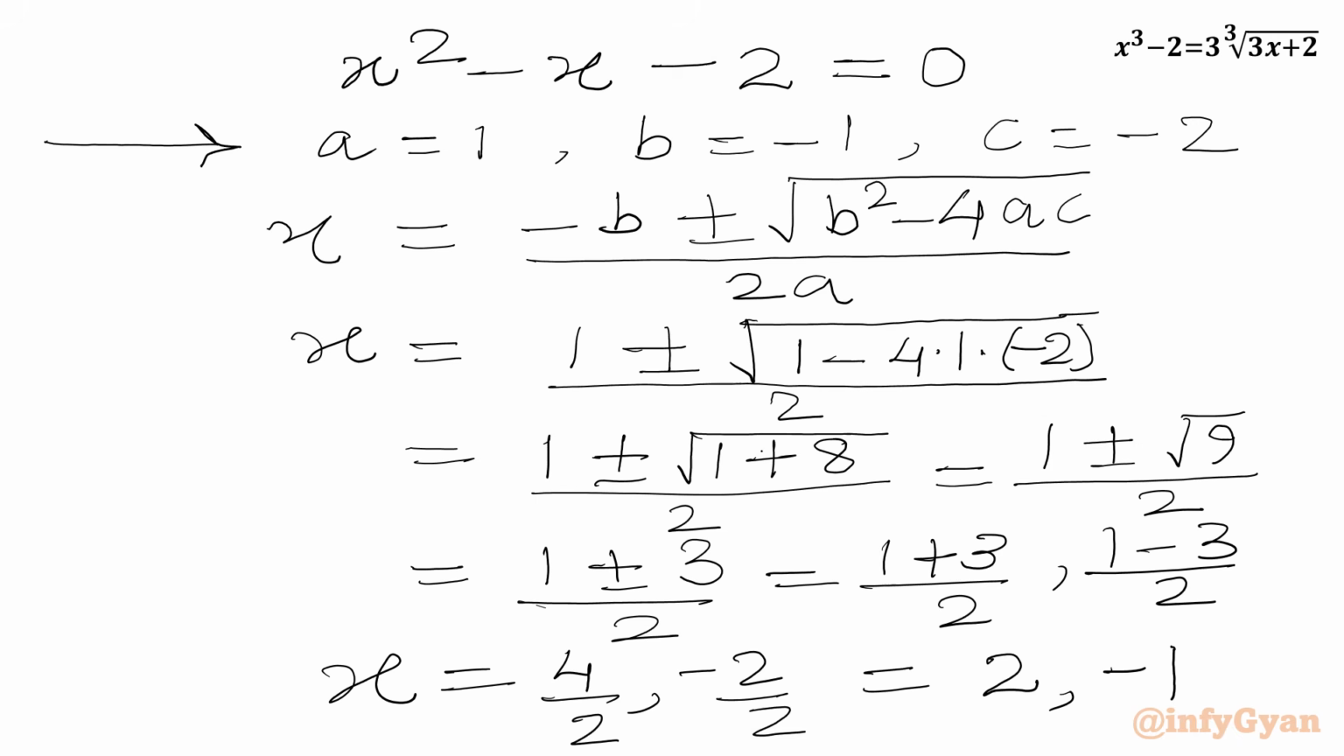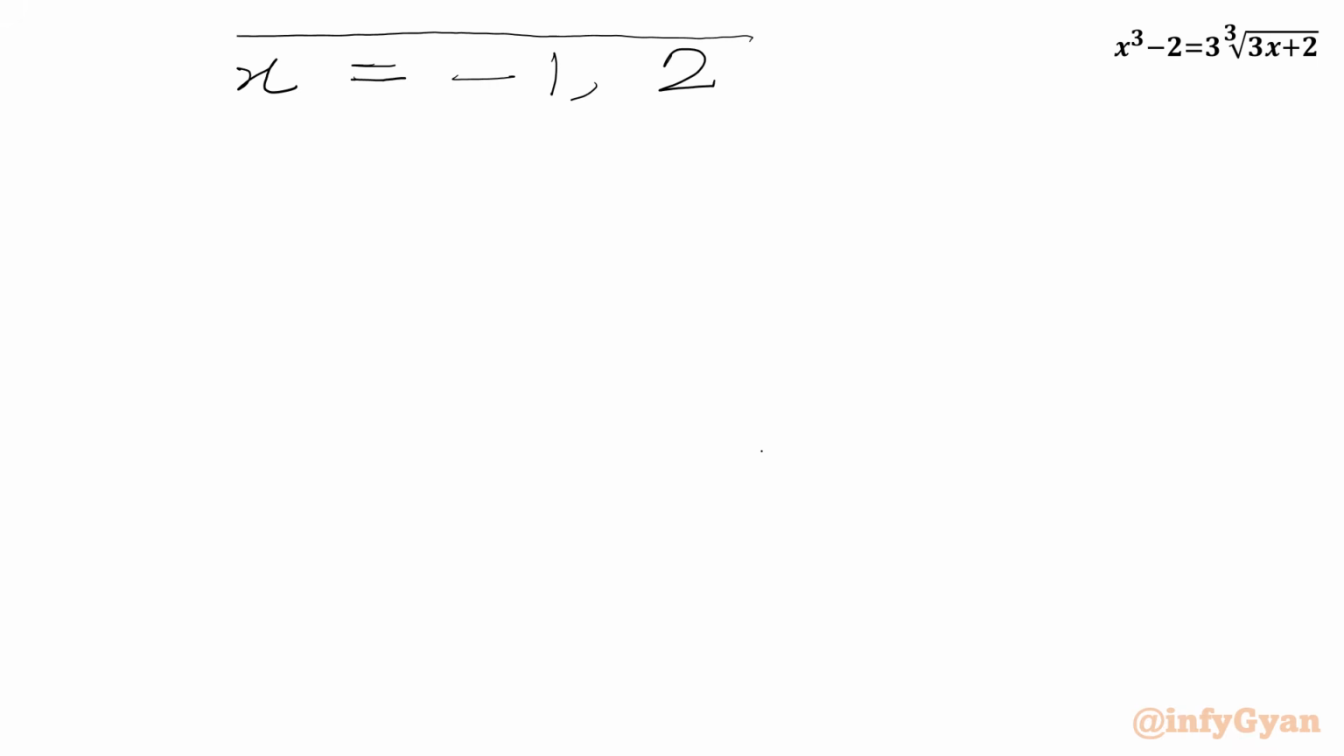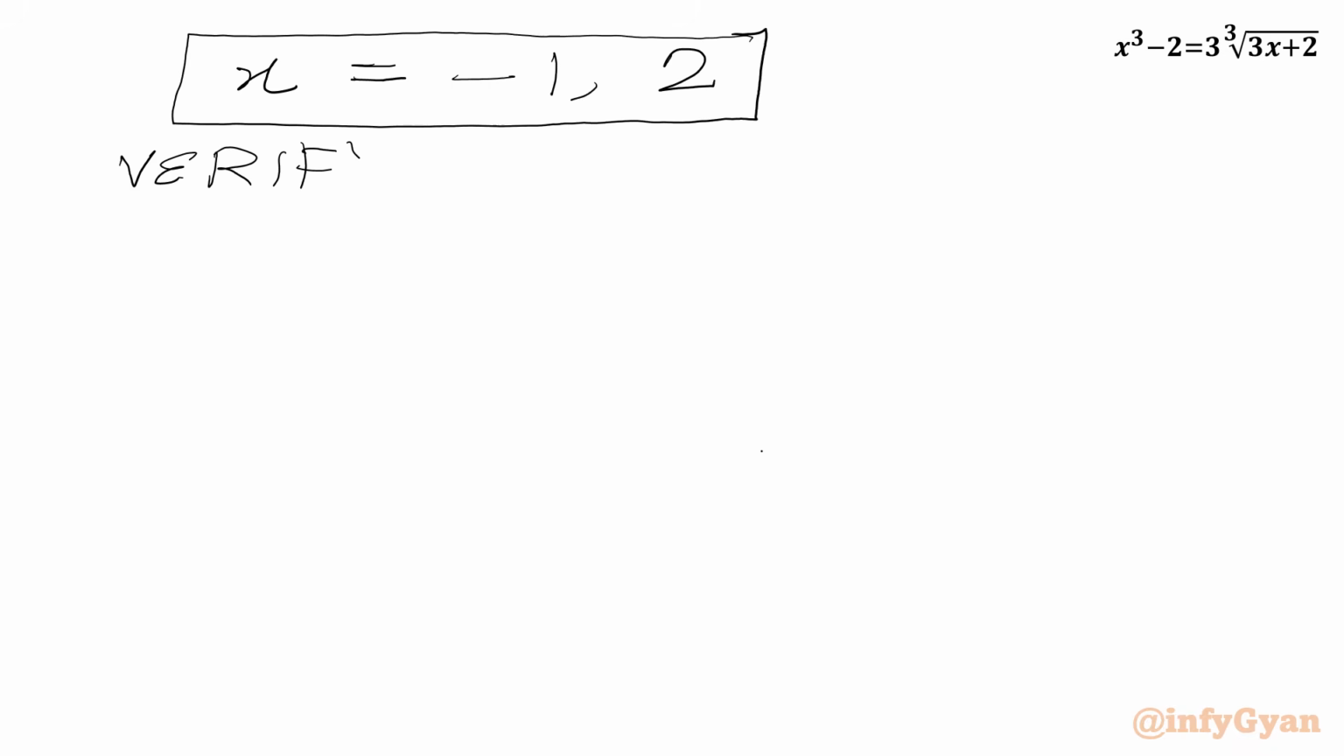Now we will write all the three values of x here. So let me write x equal to -1 is our base solution, and there will be 2 also. So we will write -1 and 2. So our real solutions must be x equal to -1 and 2. Now we are going to verify our solutions.